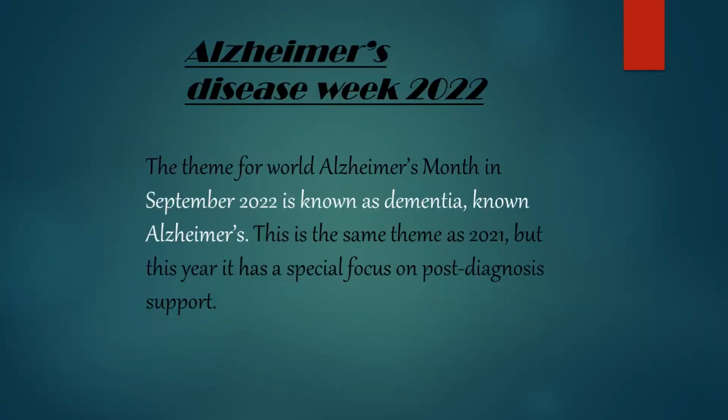World Alzheimer's Month 2022. The theme for World Alzheimer's Month in September 2022 is known as Dementia, Know Alzheimer's. This is the same theme as 2021, but this year it has a special focus on post-diagnosis support.